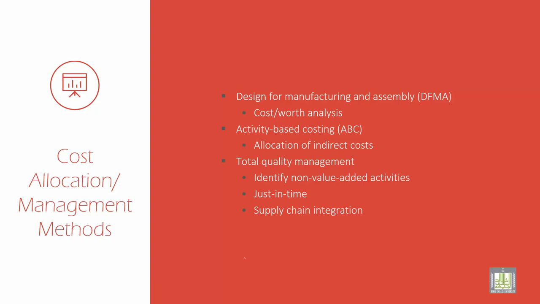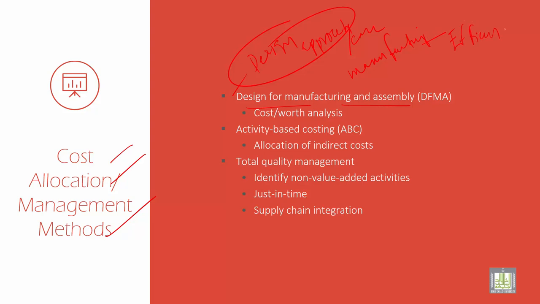Then we have cost allocation and management methods. It's very important. First is design for manufacturing and assembly. What is DFMA? This is a very, very important design approach, because it focuses on the ease of manufacturing and the efficiency of assembly. The main work of design for manufacturing and assembly is that it simplifies the design of the product.